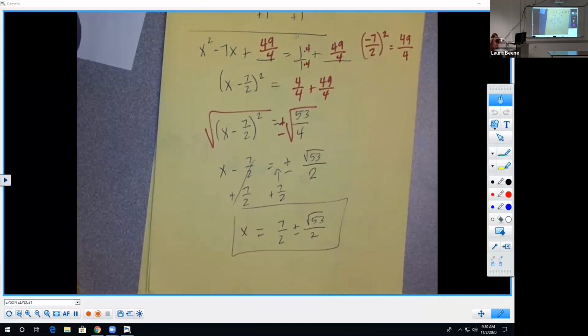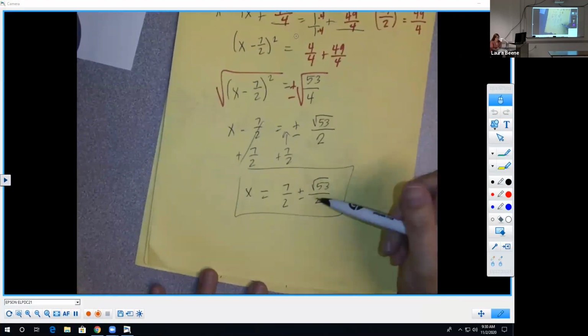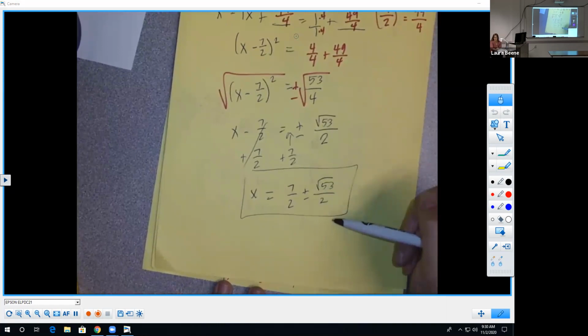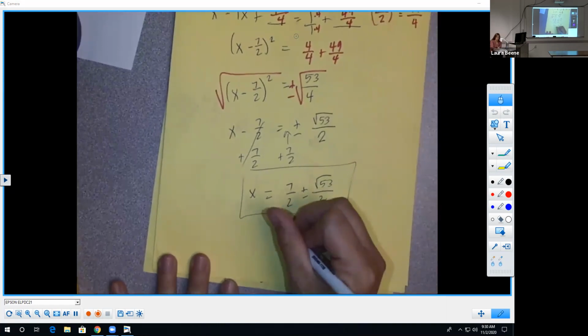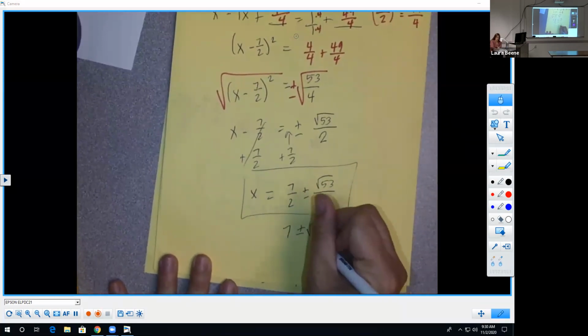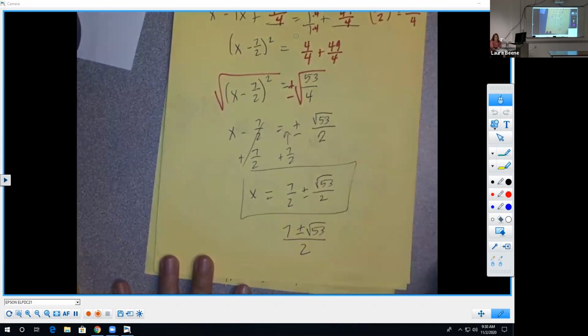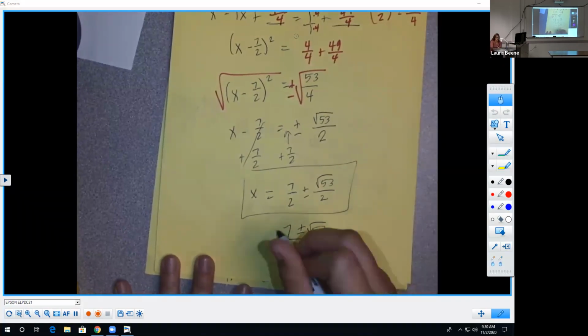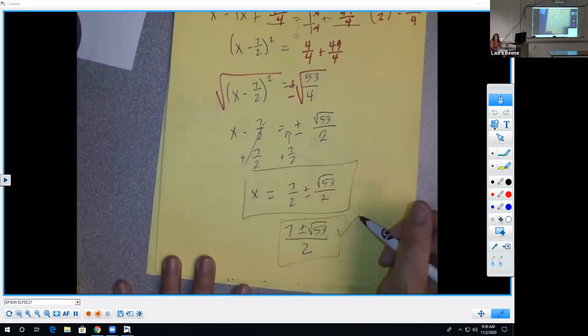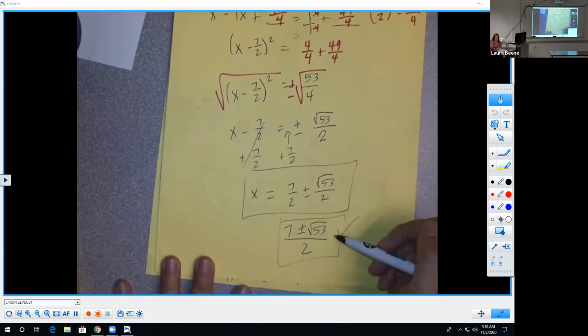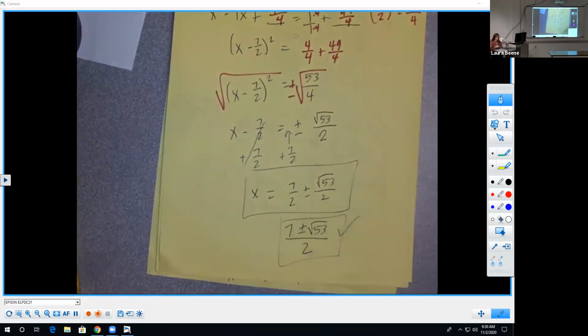If you wanted to, though, don't those have a common denominator? You could technically write it as 7 plus or minus the square root of 53 over 2. And what does that look like? Quadratic formula. Okay, so if you solve this using the quadratic formula, this is the answer you would have got. It's the exact same thing. Okay, whatever you prefer to do. Questions about that?